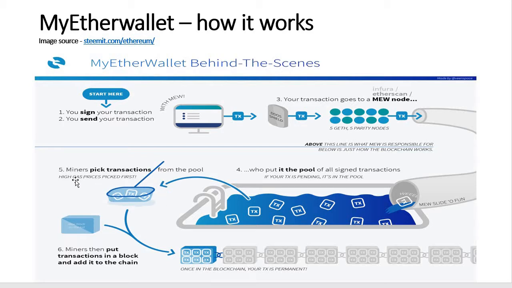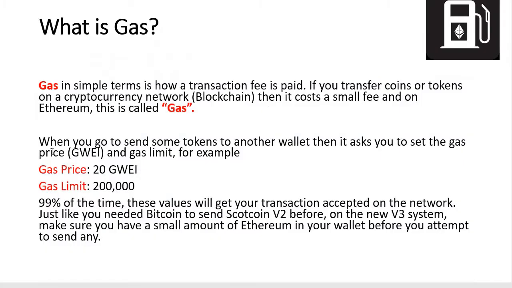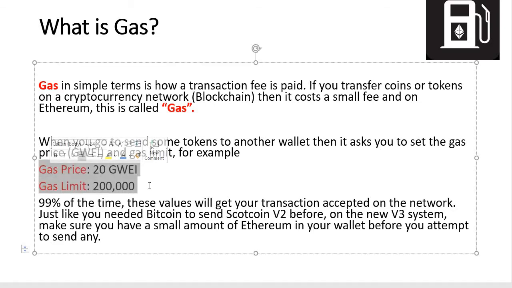Now, it talks about gas here. What is gas? Gas, in simple terms, is a transaction fee that's paid. If you transfer coins or tokens on a cryptocurrency, then a small fee is required. On Ethereum, it's called gas. Now you can see here, when you go to send a transaction, it asks for gas price and the gas limit. Now these are sort of typical values. 99% of the time these values will get your transaction accepted.